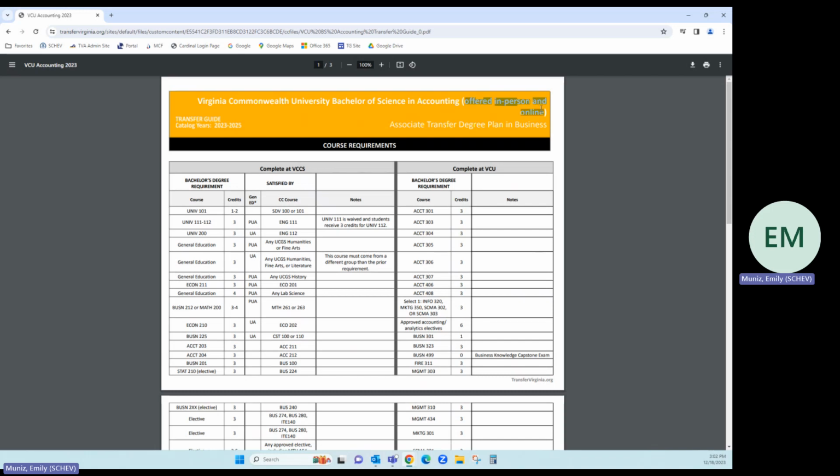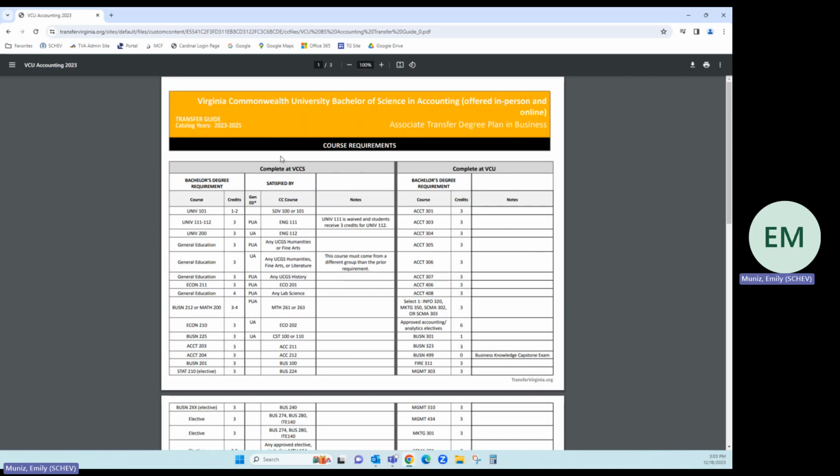In some cases, they will put if the program is online or in person. You won't always see this, and if it's not there, then most likely the program is going to be in person. This will tell you the common curriculum that was used to create this transfer guide. So in this case, it is our business common curriculum. Over here on this side is the catalog years. This is based on VCU's 23-25 catalog year.